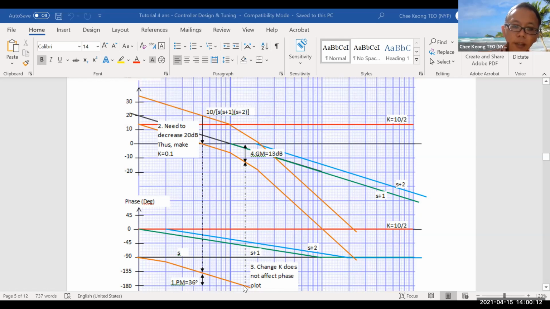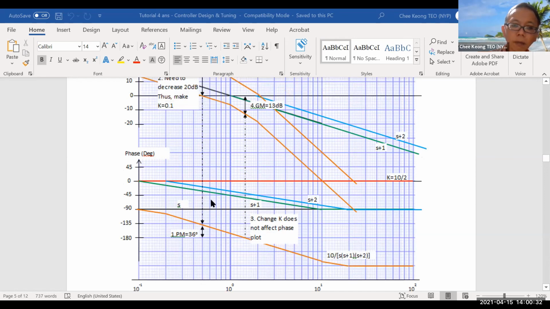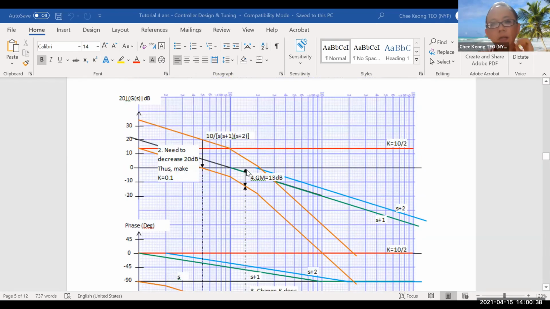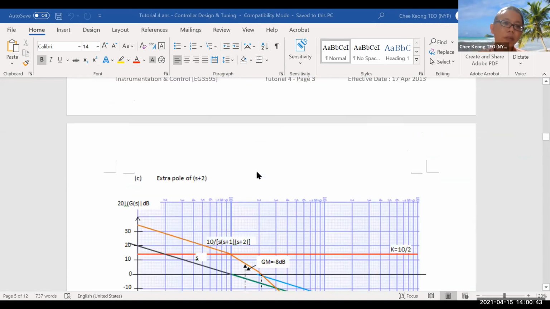And then if you check your gain margin, you look back up, this is about 13 dB. Can you read 13 dB? So by shifting the gain from 20 dB to 0, basically you drop it by 20 dB. Then you'll be able to achieve the specs of more than 30 degrees phase margin and more than 10 dB gain margin. So that is your answer for part 3.